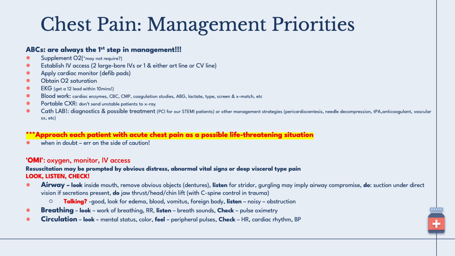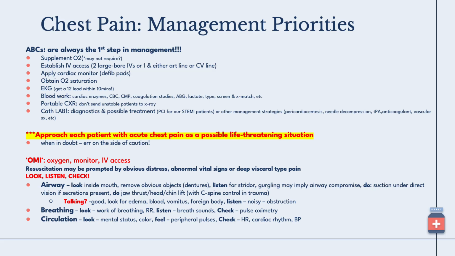So our management priorities in a chest pain patient, ABCs are always going to be your first step in management. Think about oxygen supplementation, may or may not require it. Establish IV access, so that's two large bore IVs, or you may have an art line or a central line or an IO. Get these patients on a cardiac monitor and apply those defib pads in certain patients. Getting your O2 sats. Get that EKG. And again, star highlight, get that within the first 10 minutes. That's going to be critical.